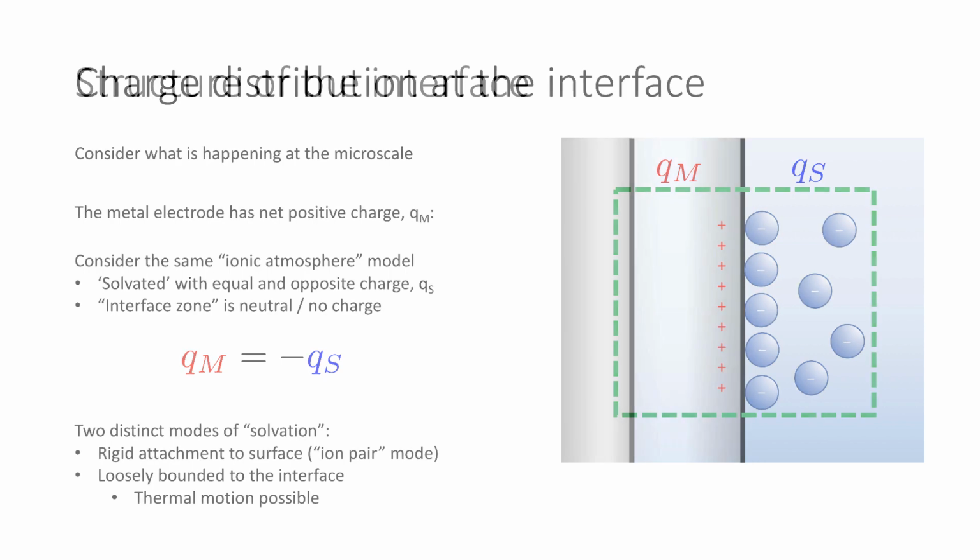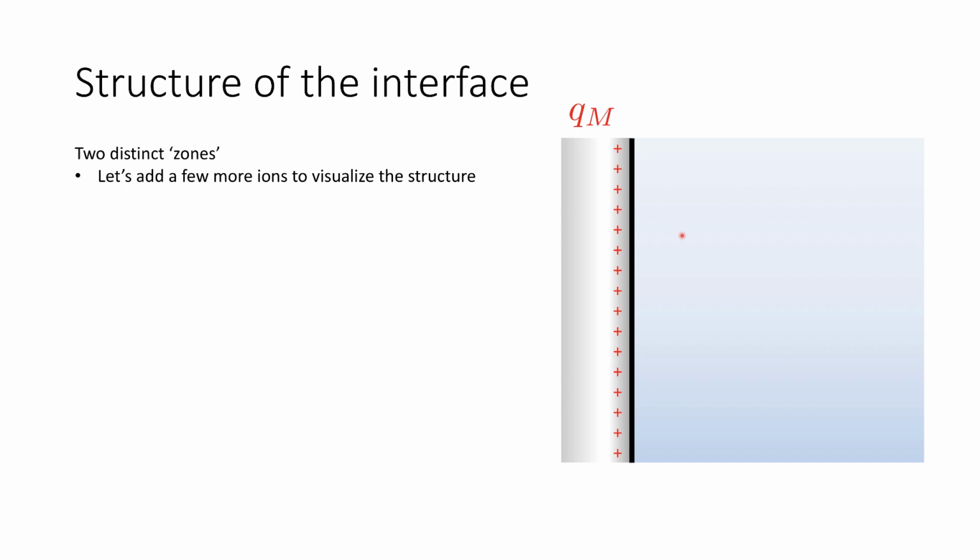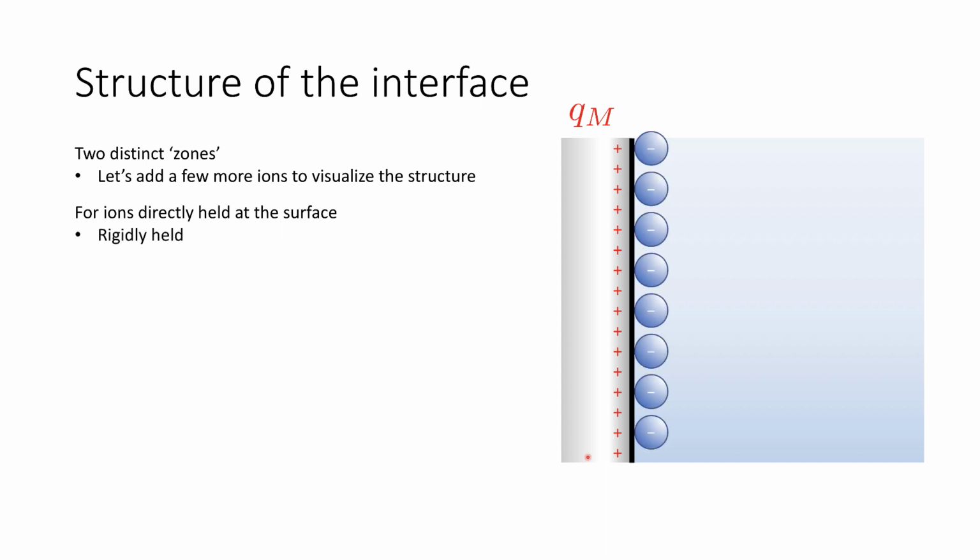Let's zoom out a bit, let's look at the overall structure of the interface. We have two distinct zones present in this interface. So in order to visualize this, let's add a few more ions to visualize the structure. So let's populate the metal with its charges. So we filled up the metal surface with positive charge. Let's start balancing this charge with anions. So for ions held directly at the surface, these are rigidly held in position, and their centers define something called the inner Helmholtz plane. This is simply a construct to visualize the distribution of charge.